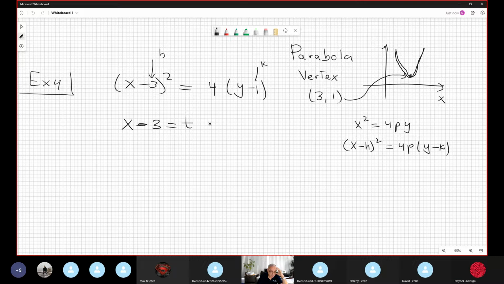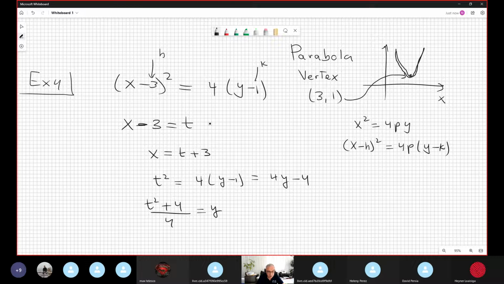Now, you select here x equals t plus 3, and you plug in, so y, this is t squared, equals 4 times (y minus 1). You distribute it, 4y minus 4, no? And you solve for y. So it's (t squared plus 4) divided by 4 for y.